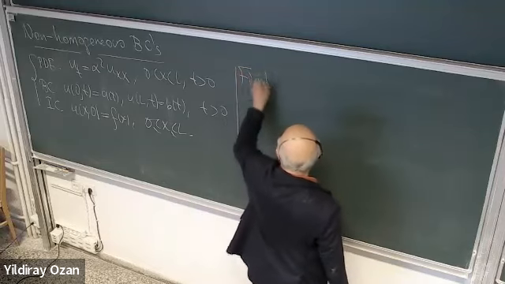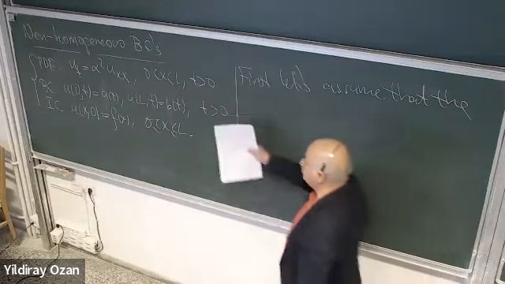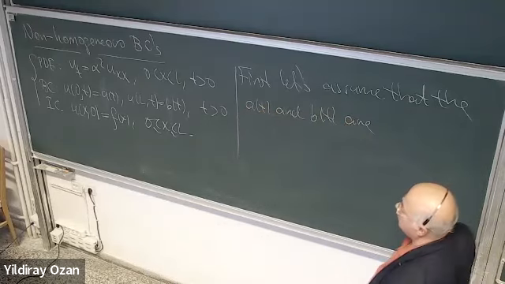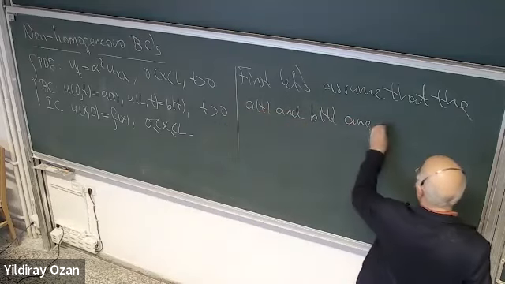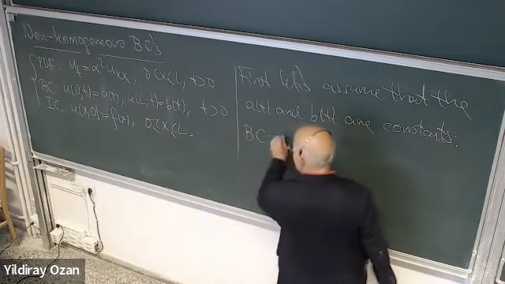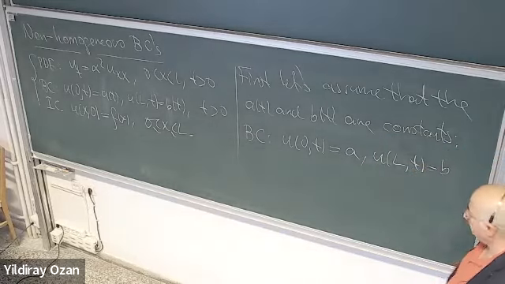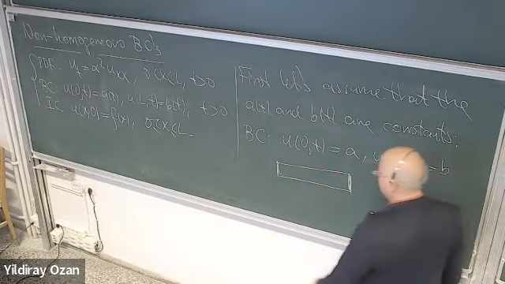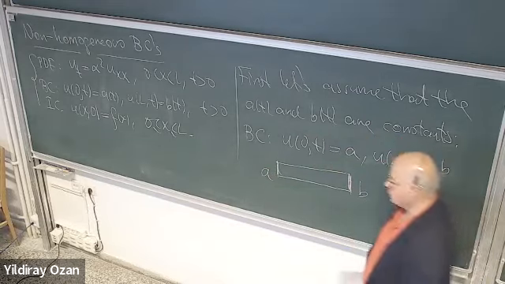First, let's assume that the non-homogeneous boundary conditions A(t) and B(t) are time independent, so they are independent of t. It means they are constants. So we assume the boundary conditions are u(0,t) equal to some value A and u(L,t) equal to some value B. So we keep both ends at fixed temperatures, but those temperatures are not zero. Here the temperature is A and here the temperature is B. And we wonder what the solution is in this case.